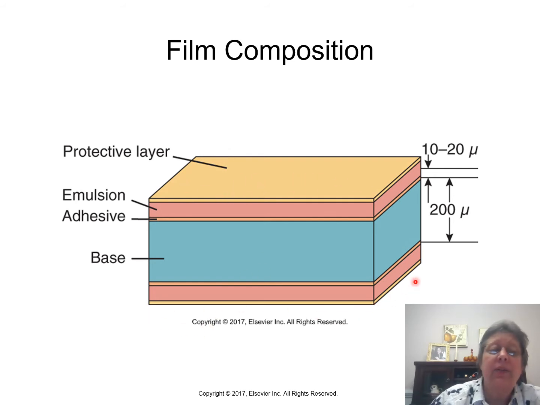The protective layer just holds the emulsion and protects it from processing chemicals, from any type of damage that could occur while the film is inside the patient's mouth or while it's undergoing its developing process.